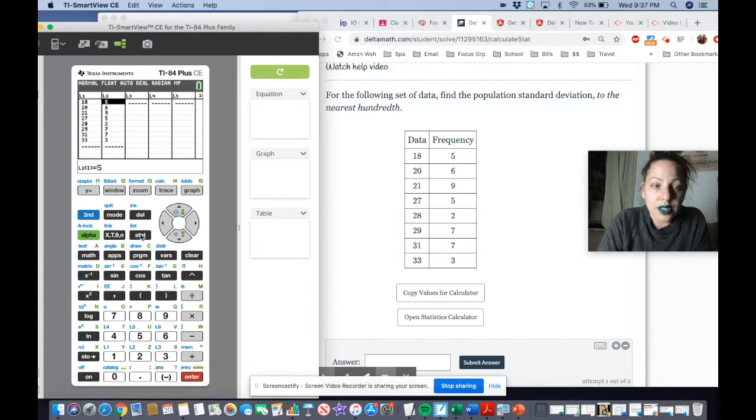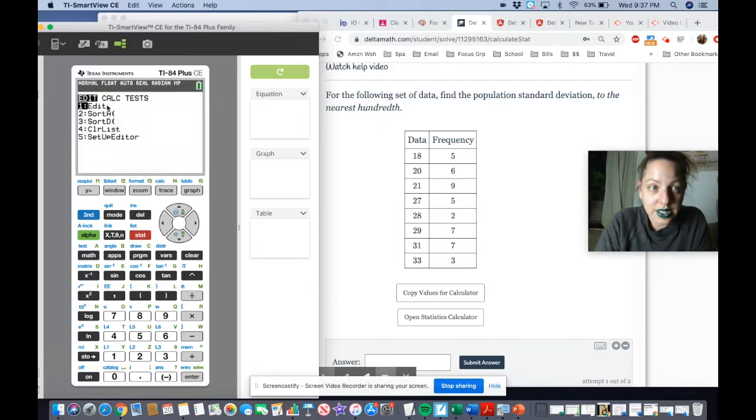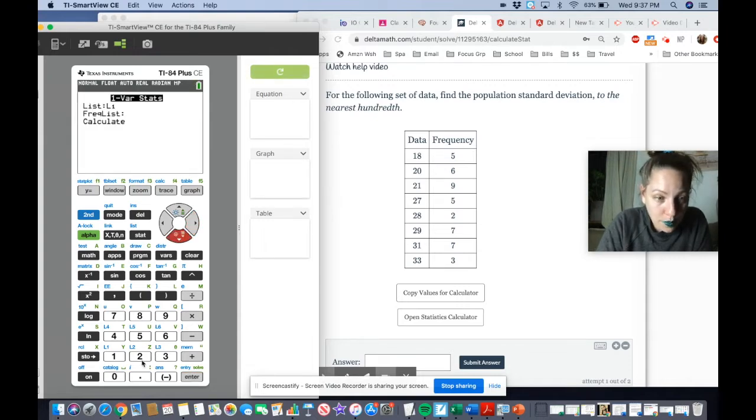Now I'm going to go to Stat again, because everything's in statistics, and see how it says Calc up here? I go over to Calc, just like I chose Calc on there, and I'm going to choose one var stats, one variable statistics. I hit Enter. I do have a frequency list, so for L2, it's in blue right above the 2, so I push the second button and then 2 for L2, and then I go to Calculate and I hit Enter. And again, it gives me all the same data, and I can just scroll down to get all of it. Okay?